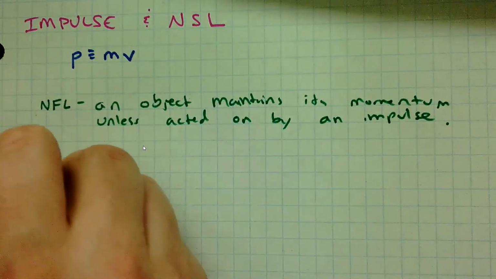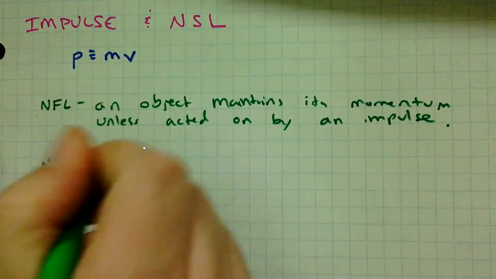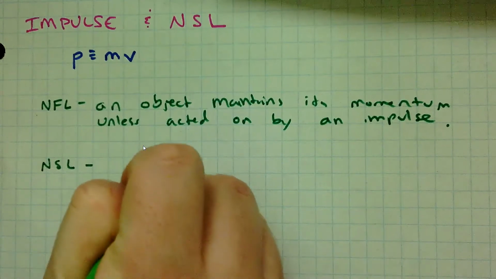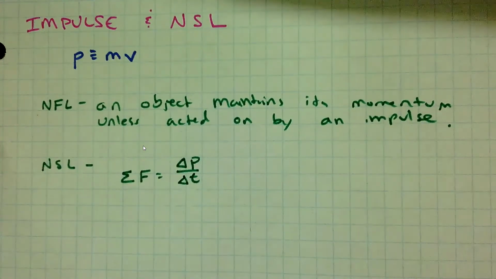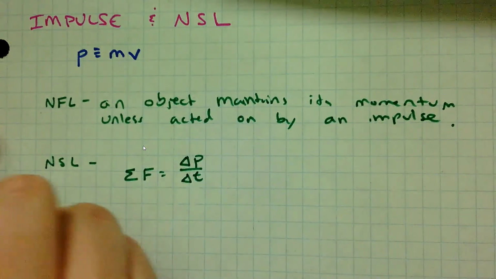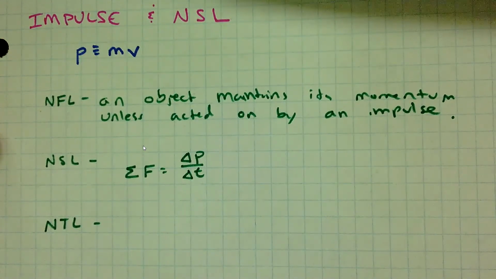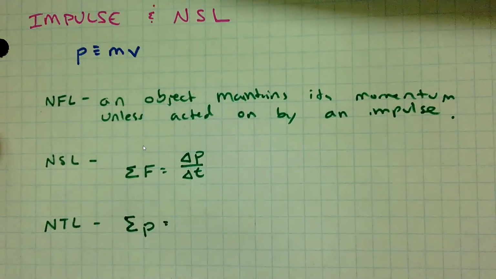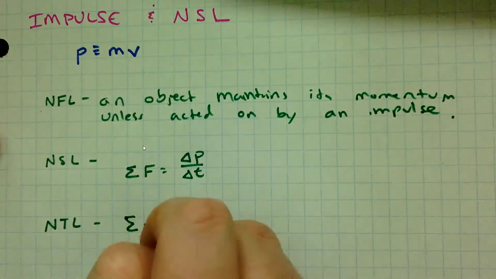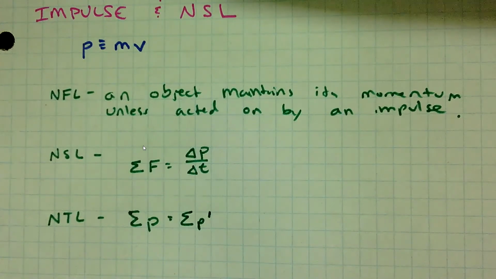The second law, remember, we were able to recast it. We're used to saying net force equals ma. In terms of momentum, the net force is equal to delta P divided by delta T. And then the third law, which we usually talk about as equal and opposite reactions, we were able to recast in terms of conservation of momentum. If you add up all the momentum at the beginning of an action, it should add up to all the momentums at the end of the action. So the sum of all p's equals the sum of all p primes.